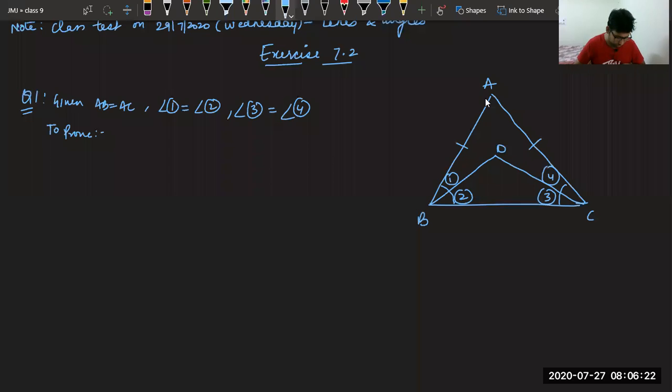Okay, leave it. Now they are telling us to prove OB equal to OC, and second part to prove AO bisects angle A. So this will be taken later on. First of all, you tell me, if you want to prove OB equal to OC, how can you show that? Will you prove by congruency, or it will be done very easily?